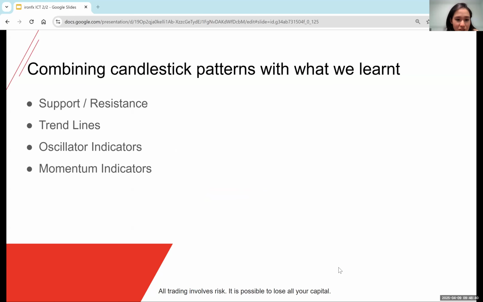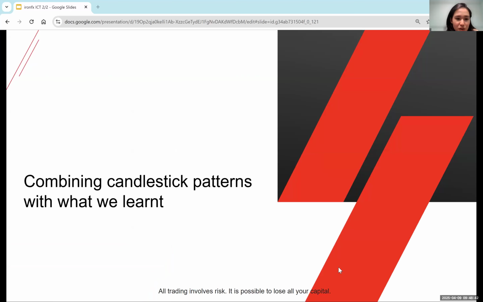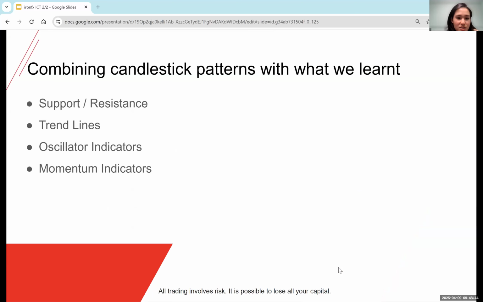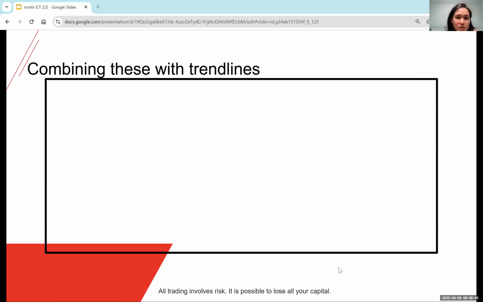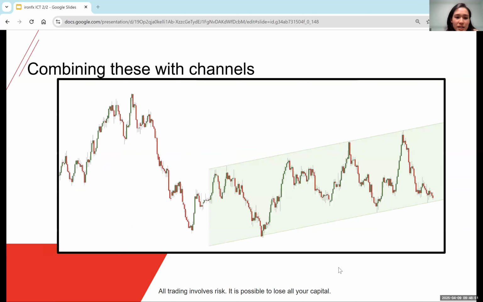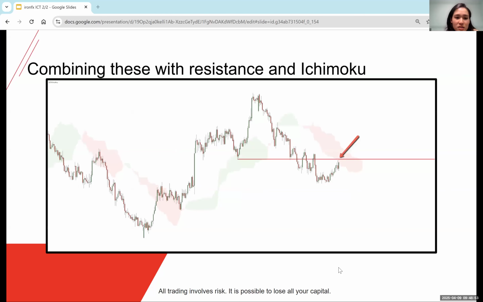What I mentioned earlier, like I said, you want to combine your candlestick patterns with other indicators as well. So you can combine it with trend lines, channels, and other indicators.